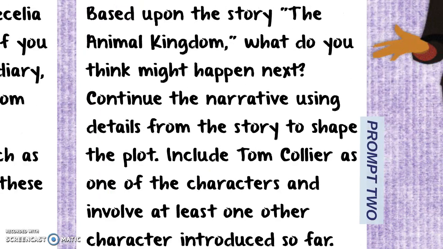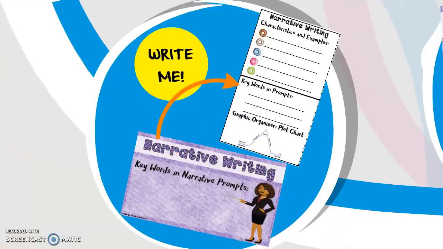The next text we would have read, so based upon the story, The Animal Kingdom, what do you think might happen next? Continue the narrative using details from the story to shape the plot. Include Tom Collier as one of the characters and involve at least one other character introduced so far. So again, you read the story, what happens next, use the same characters, and go for it. Okay, those are 2 examples.